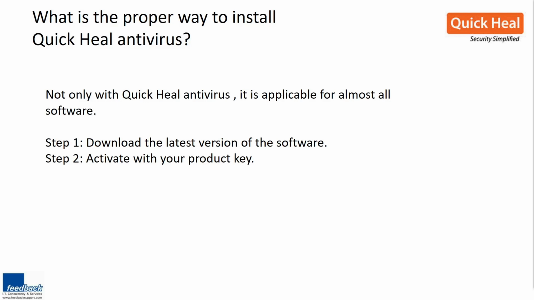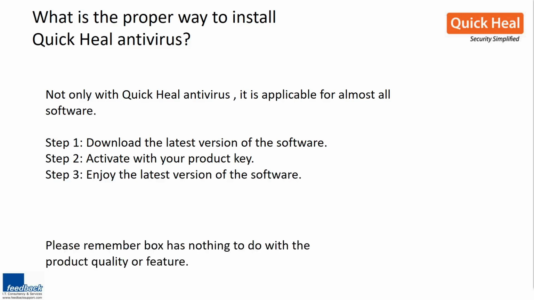First, you download the latest version of the software from the website of the company. Second, you activate the product with your product key. And third, enjoy the latest version of the software. Please remember, the box has nothing to do with the product quality or feature.